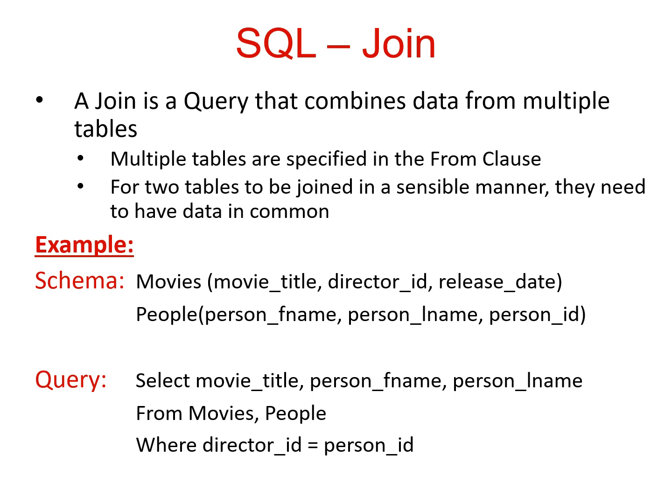A join is a query that combines the data of multiple tables. Multiple tables are specified in the FROM clause. For two tables to be joined in a sensible manner, they need to have data in common. Here I am showing the example schema: movie, movie column names, people, person table, person name. You can write the query: SELECT movie title, person FROM movie, from table data, WHERE director ID equals the director ID.